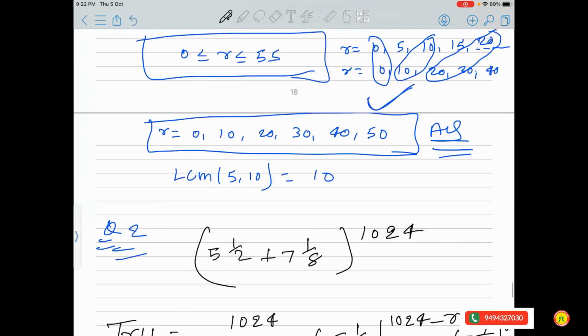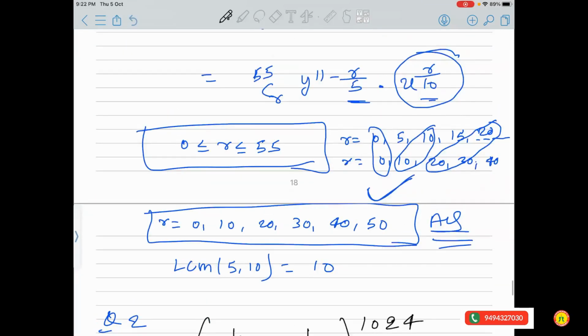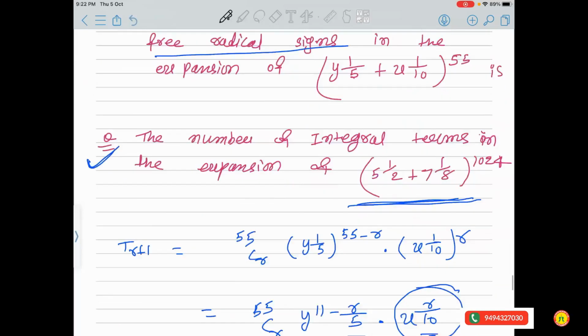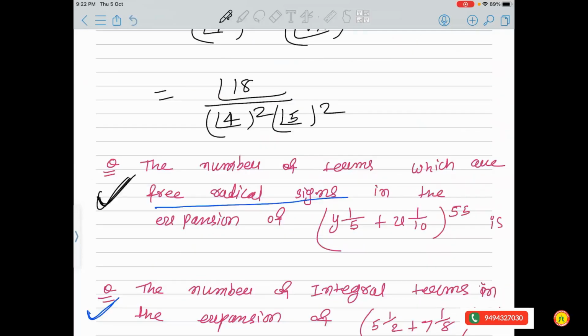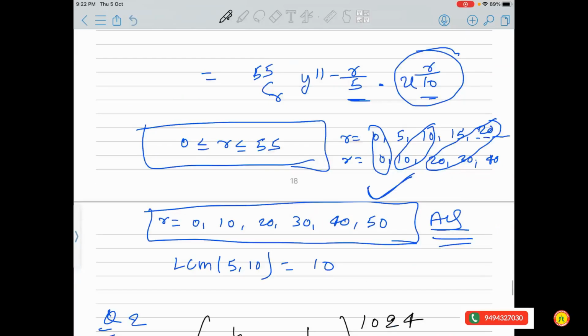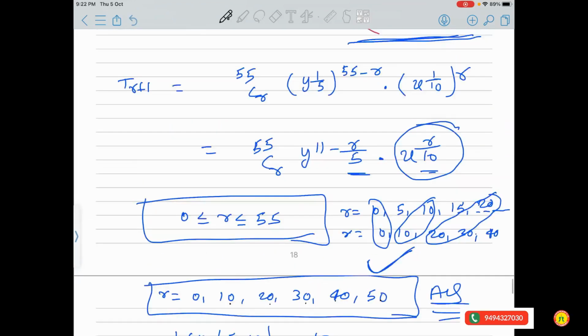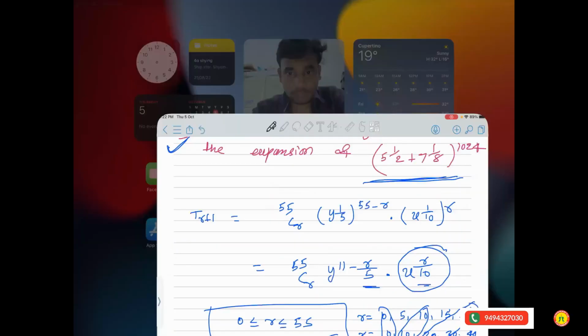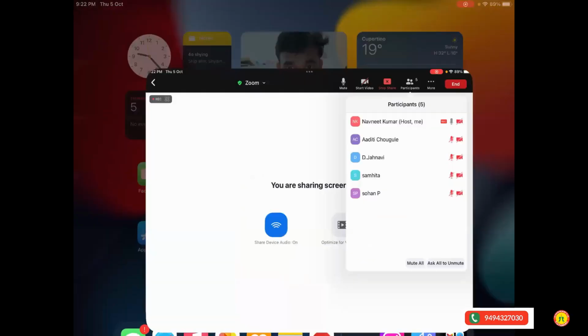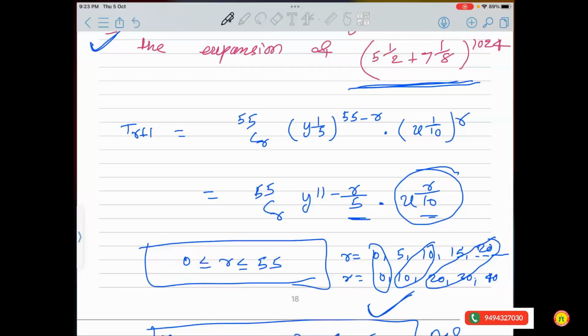If you ask in this question the number of terms which are free from radical sign, your answer will be 1, 2, 3, 4, 5, 6. Here it is 6. Got it? Aditi, did you understand? Sohan. Yes, sir. Free from radical sign is different from the number of integral terms. Got it? How to answer this question?